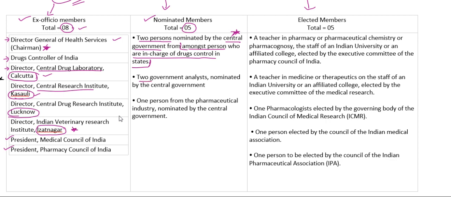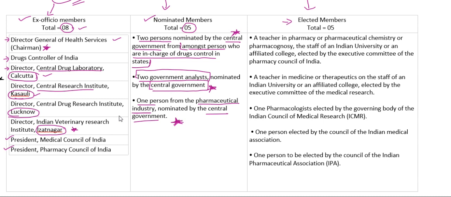Next, we have 2 government analysts. This is also nominated by the central government and not the state government. Both these nominations are coming from the central government, and 1 person will be from the pharmaceutical industry, again nominated by the central government. So you can see all the nominated persons are nominated by the central government.